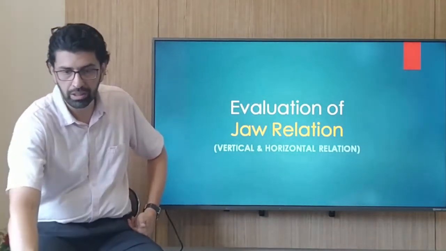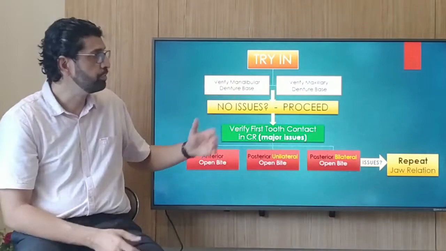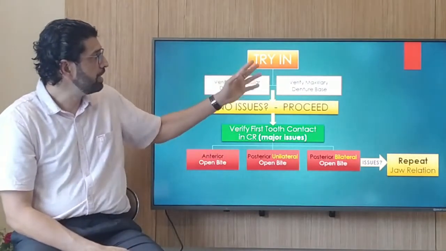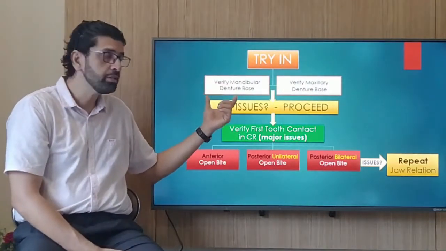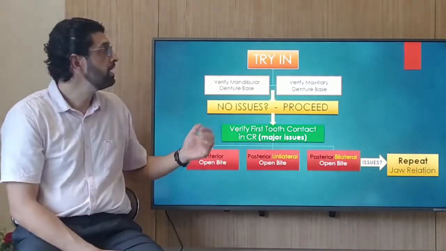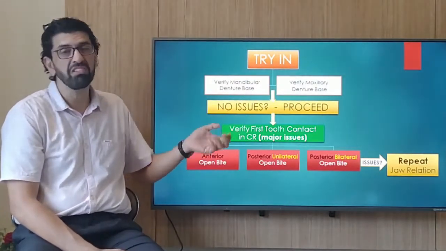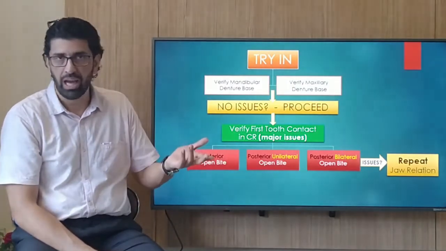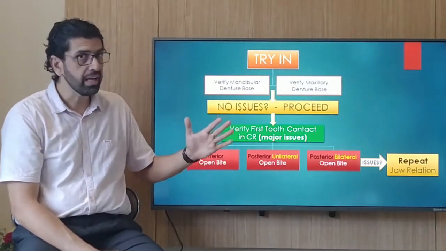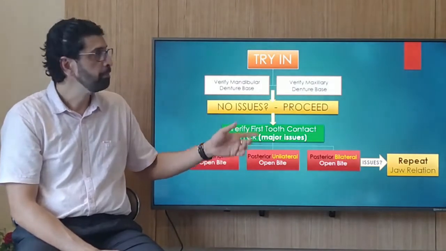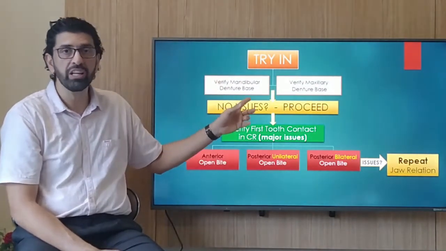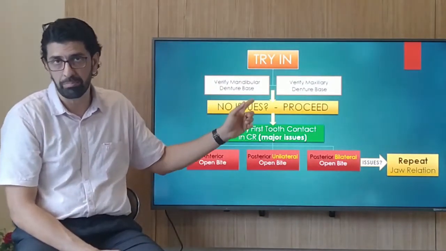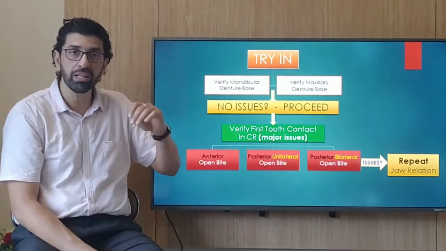So getting into the vertical relation, and just before that, let me go through this flow chart. You have a trying stage and you're going to verify the mandibular denture base and the maxillary denture base. If there are no issues, then you're going to proceed. If there are issues at that stage, better to remake the denture base and go. Very sadly, I would say this is not the place to do it. This should be checked at your jaw relation step, so that you don't have to make a costly correction now.